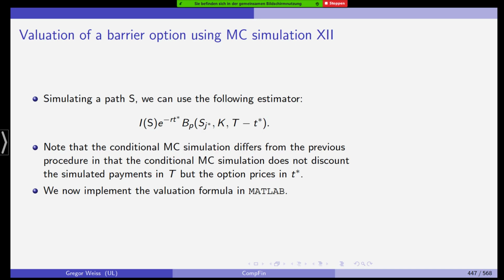Now, note that this conditional Monte Carlo simulation differs from the previous procedure in that the conditional Monte Carlo simulation does not discount the simulated payments in capital T, but actually the option prices from the Black-Scholes model in T star. Now, one could also say this is a little bit sneaky. Why? Because actually we're using Monte Carlo simulation, but only to determine the point in time when the option is activated, and after that it's still the regular Black-Scholes model.